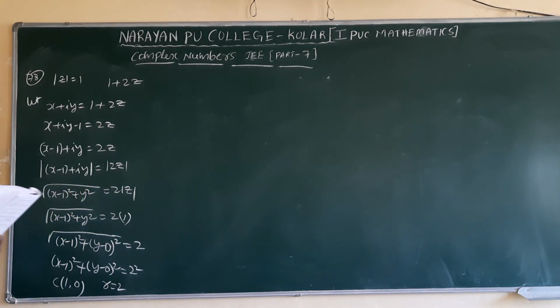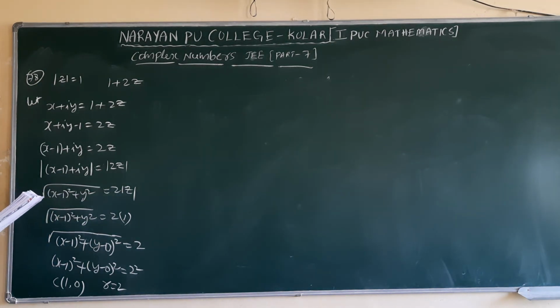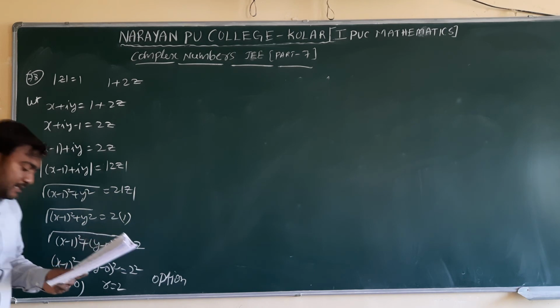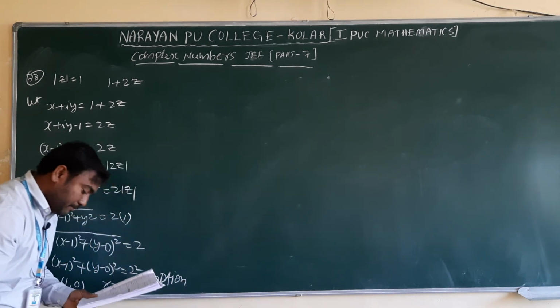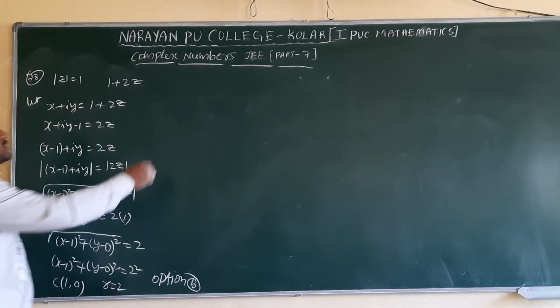But here, what options are given? Option B is the correct option, the circle with radius 2 and center 1 comma 0. Option B is the correct option. Next question.